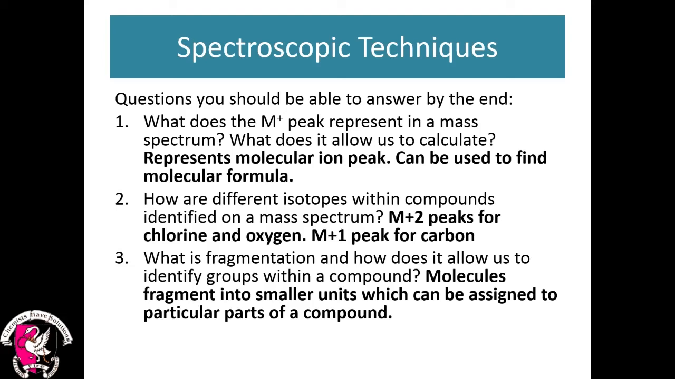What is fragmentation, and how does it allow us to identify groups within a compound? So molecules fragment into smaller units, which can be assigned to particular parts of the compound. So they fragment into smaller ions because they're quite unstable, and these ions can also be detected, and it allows us to assign those to particular groups of the compound.